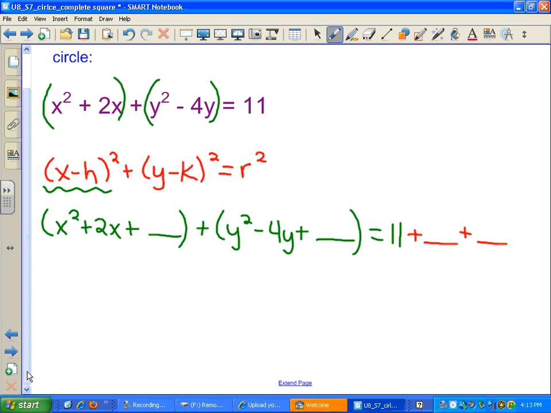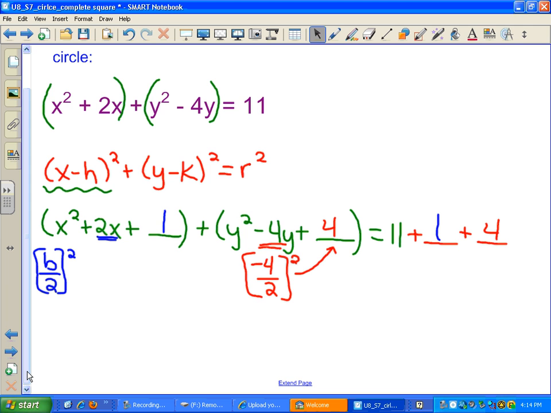Recall, in order to complete this square, you take your b value, you divide it by 2, and then you square it. So my b value is 2. I'm going to take 2 divided by 2, which is 1, squared is 1. So I'm going to put a 1 on the left side, which means I need to put a 1 on the right side. Now let's come down here and complete the square. I'm going to take my negative 4, because that's my b value, divide it by 2, and then square it, and that's what's going to go in my little blank right there. So negative 4 divided by 2 is negative 2, squared is positive 4.